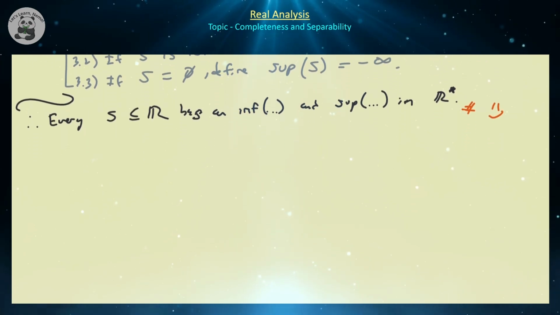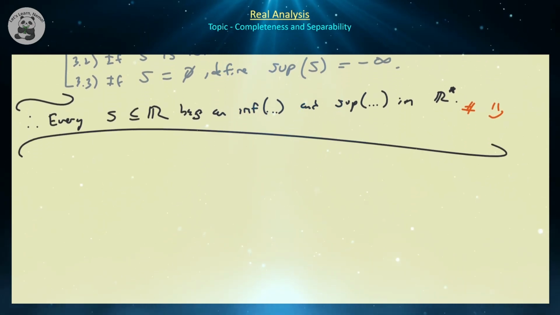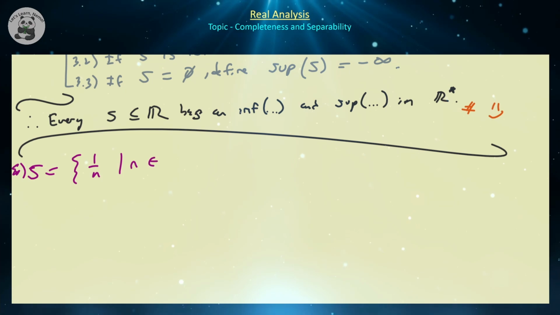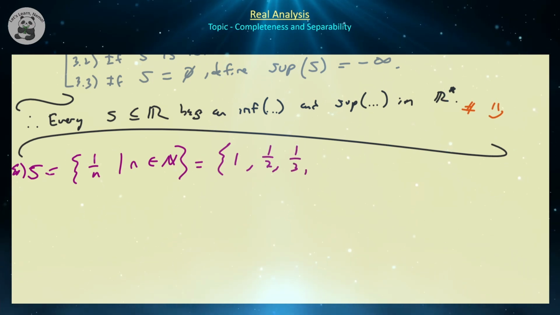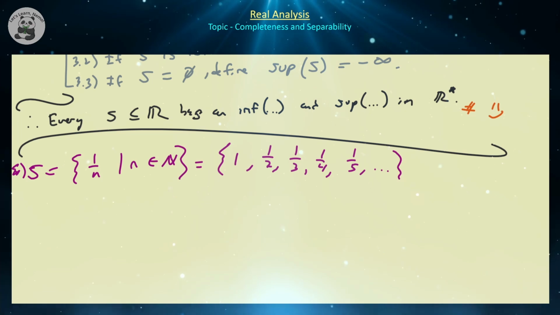Right? So let's look at a couple numerical examples just to make sure we're comfortable with this idea of infimum, supremum, bounded above, bounded below, and all those things. Right? So example. Let's assume we have the set S, which is defined to be equal to 1 over n, where n belongs to the set of natural numbers. So what does this look like? We have 1, 1 over 2, 1 over 3, 1 over 4, 1 over 5, and so on.